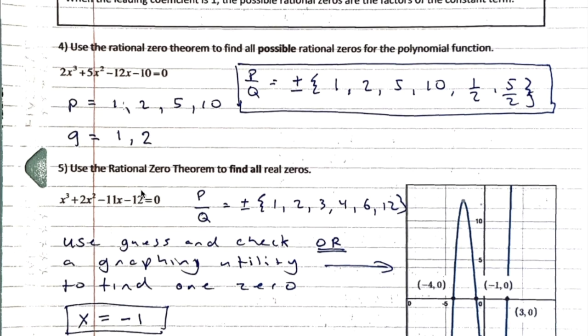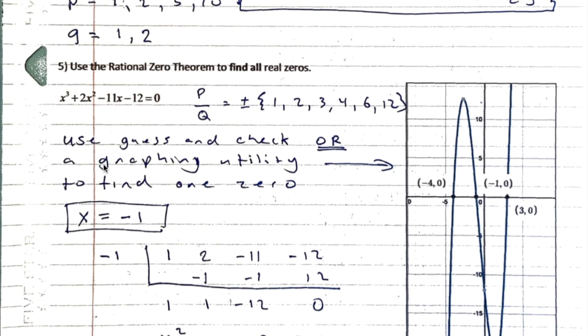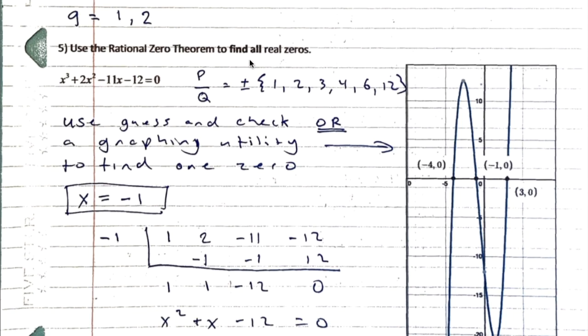So let me show this next example. This one was just listing the zeros, so there they are, that's our p over q, and the next one is asking me to actually use the rational zero theorem to find the real zeros. So we're still going to do this p over q thing. In this case it's nice because q is 1, so it's just going to be all the factors of 12. Unfortunately there's quite a few of those, so 1, 2, 3, 4, 6, and 12 are all things that go into 12.